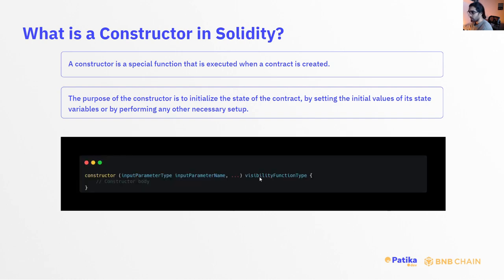So here we have an example of a constructor. We can have some input parameters, and we have the visibility function type here and constructor body. We'll see a code example as well.